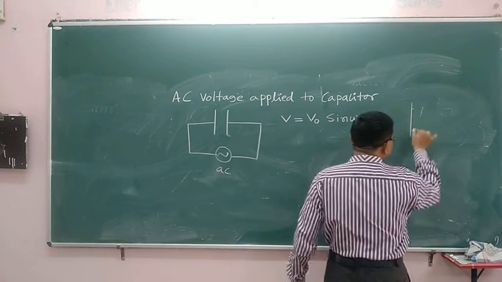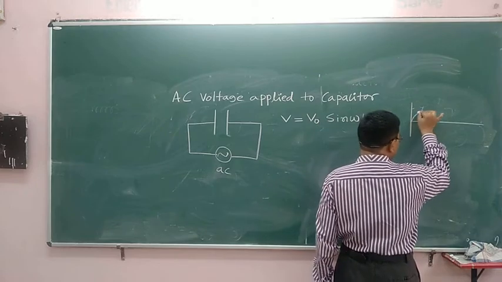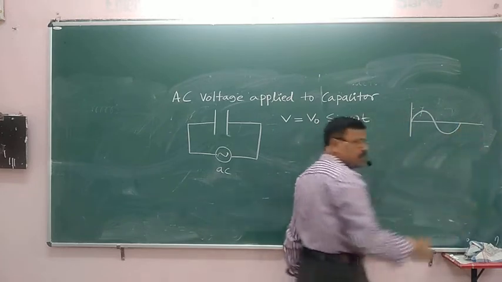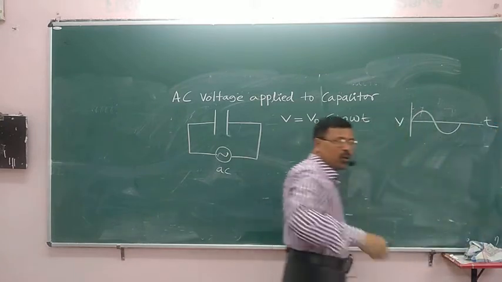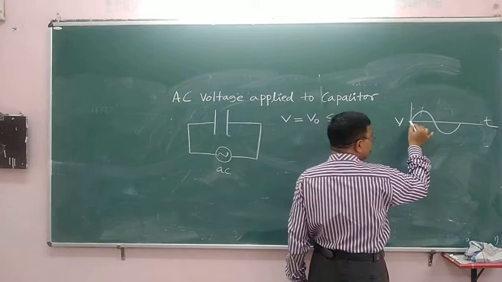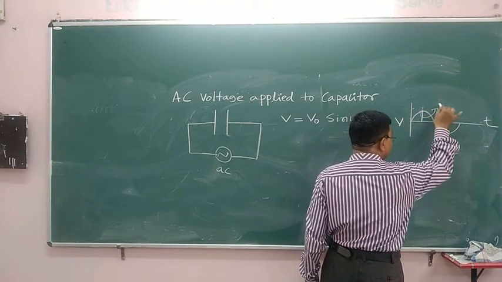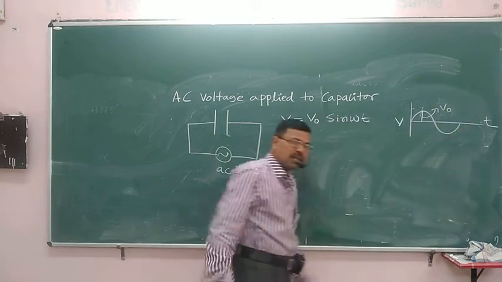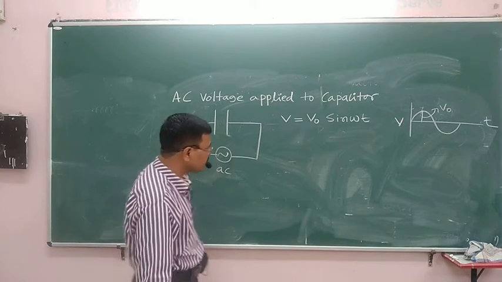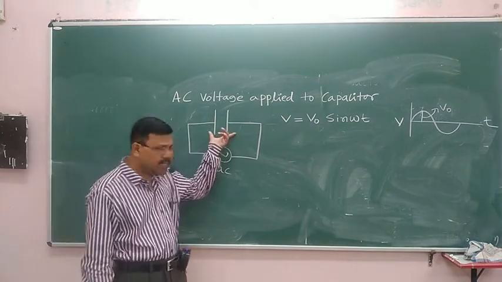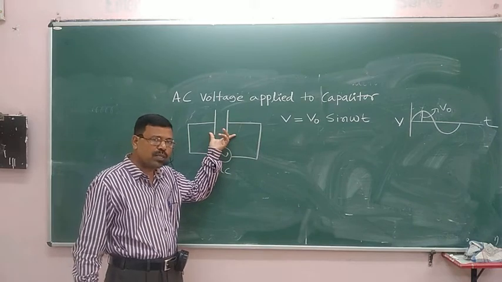As we know, this type of sinusoidal voltage is shown graphically like this. It's a graph of voltage versus time. Voltage keeps on changing as the time changes. Here is the maximum voltage Vm or V0. In some books it is written Vm, in some books V0. When such a voltage is applied here, what type of current flows through this?